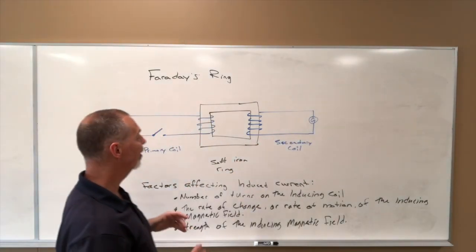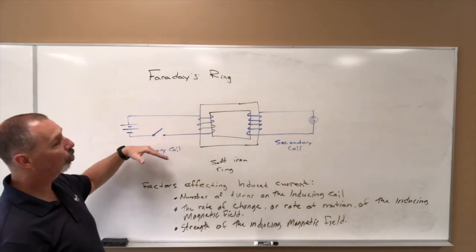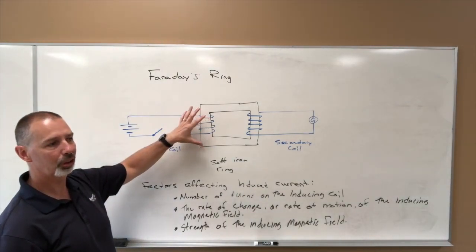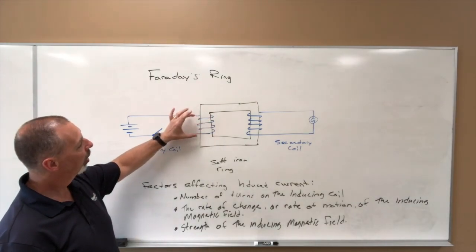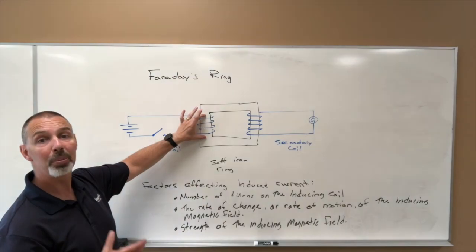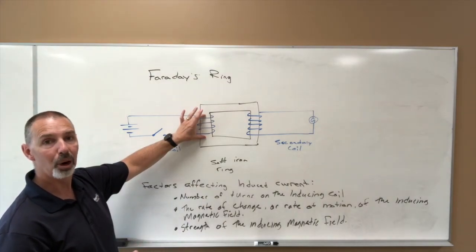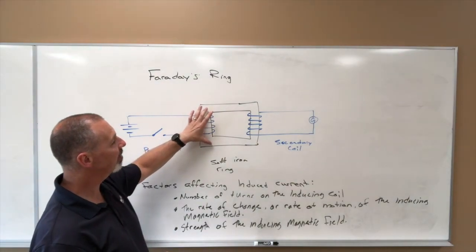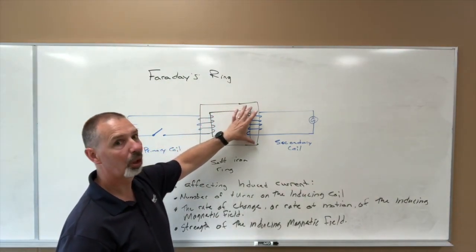So what Faraday did was he would close the switch. Current would flow through the wire. As current flowed through this solenoid, it would create a magnetic field, much like a bar magnet. That magnetic field would magnetize the iron core.